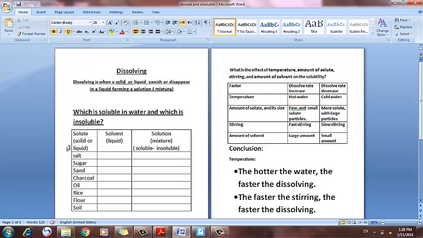When we mix them together and the solute dissolves in the solvent, or for example the salt dissolves in water, we call this mixture solution.